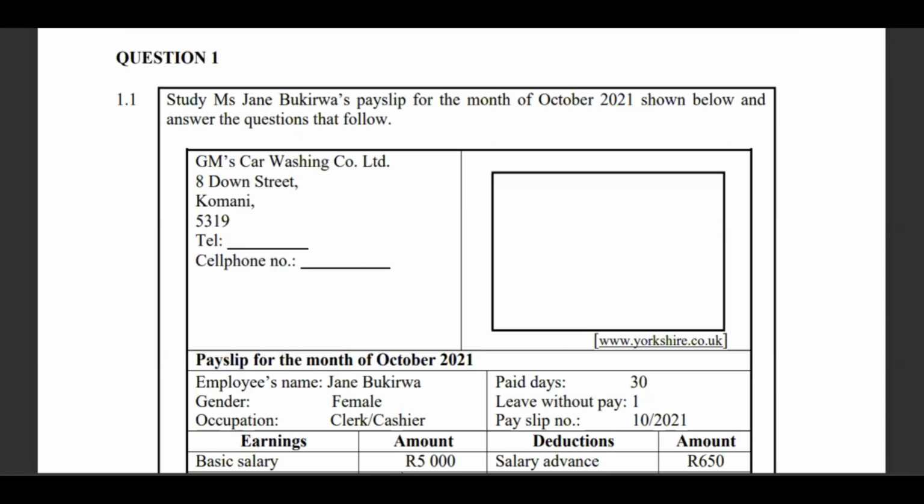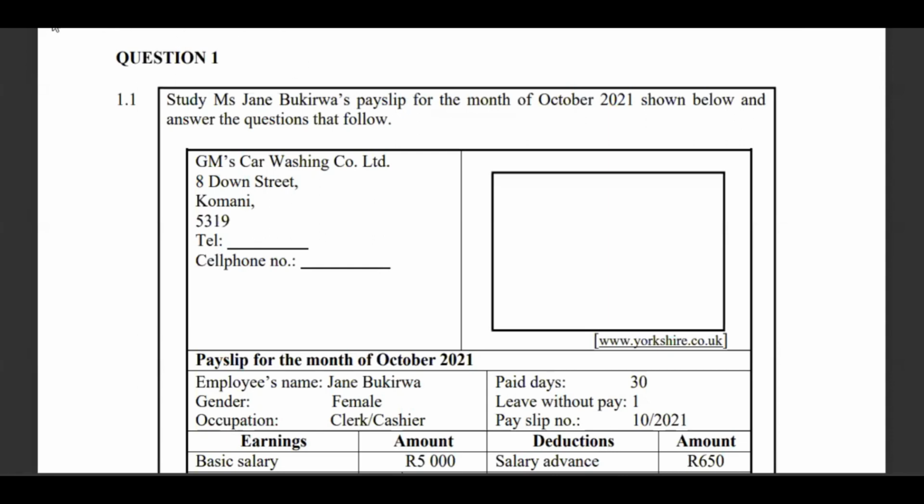All right, let's look at this. Question one. As I told you, question one is a combination of finance and data handling. When we look at this, we study Mrs. Jane Bukira's pay slip. Take note of that. This is a pay slip.